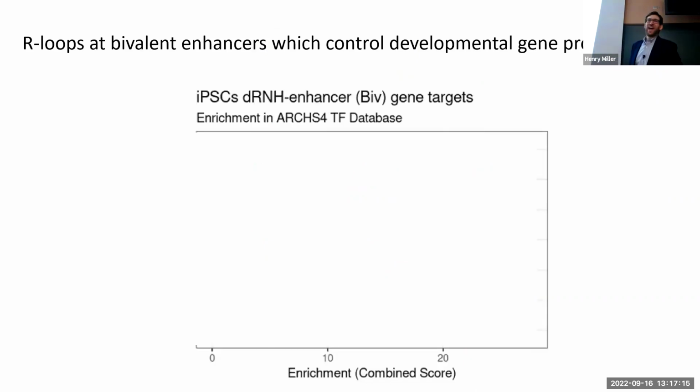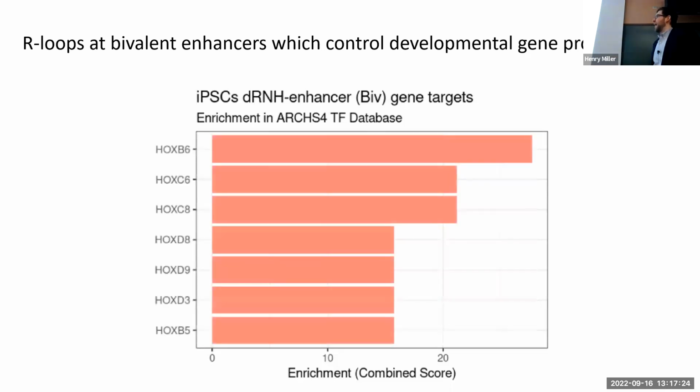I then looked next at the genes that interact with the bivalent enhancers that had R loops, and I saw, very interestingly, that they relate to pathways related to the HOX gene families. For those of you who don't know, HOX genes, also known as homeobox genes, are highly evolutionarily conserved gene families that are responsible for large-scale body morphology determination earlier on in development. So seeing this here was quite interesting.